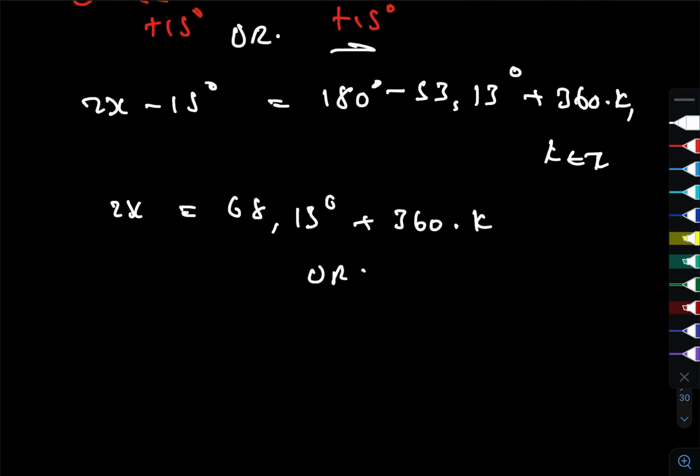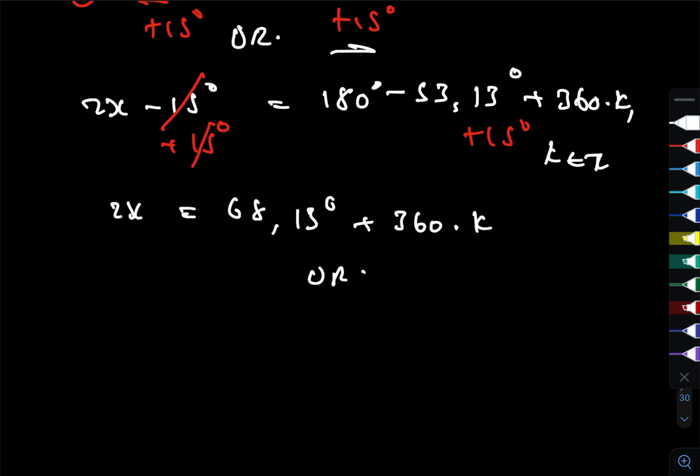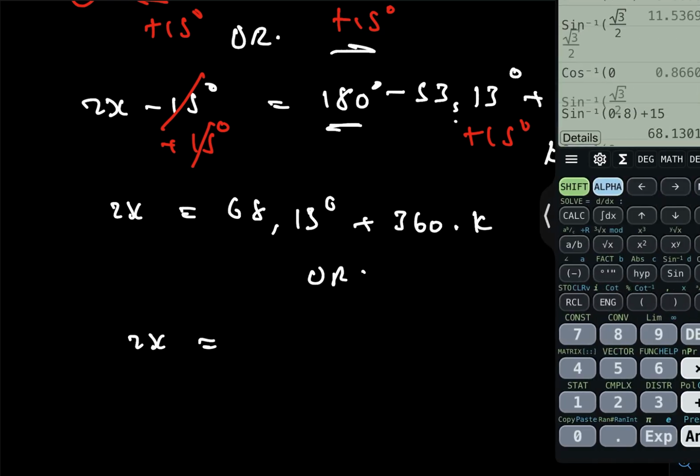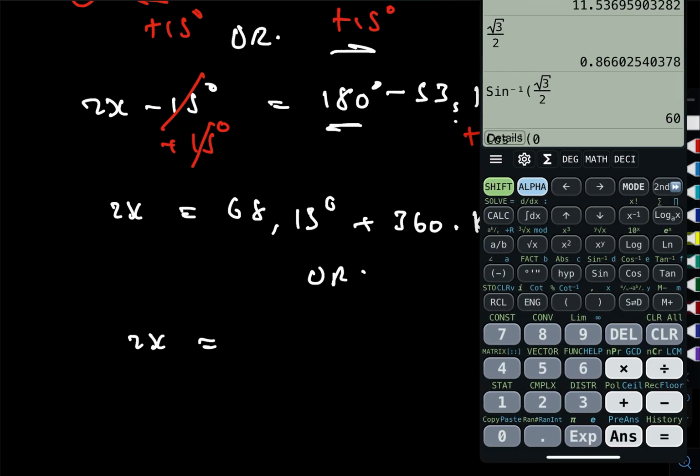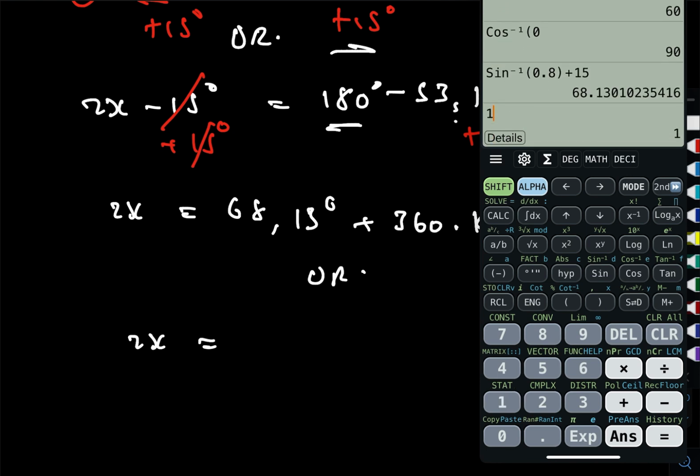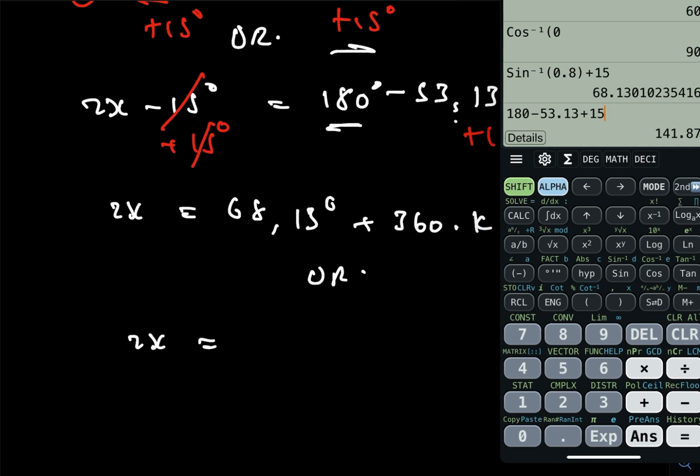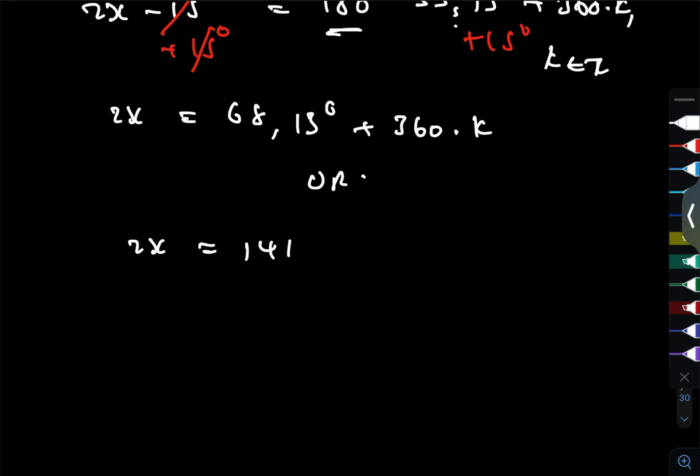Or here, remember, I'm going to add 15 on the left and add 15 on the right. That and that will cancel. So I'm left with 2x equals 180 degrees minus 53.13 and then plus 15 degrees. That's going to give me 141.87 degrees. So that's going to be 141.87 degrees plus k times 360, where k is an element of integers.